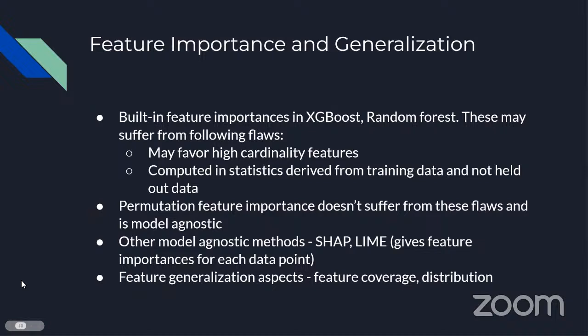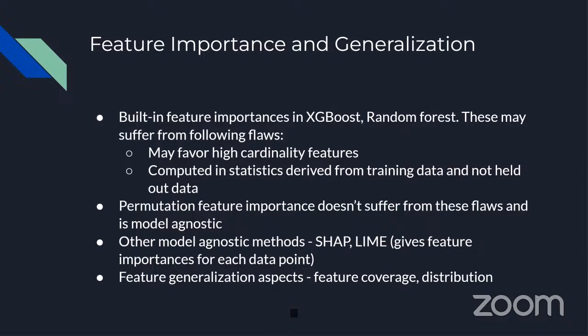So while you are engineering new features, you would want to know which feature is good and which is not, and that is where feature importance comes into play. You can find out feature importance from some of the built-in methods from libraries like XGBoost and Random Forest, which have their built-in feature importance methods. However, they have some flaws. For example, if you have a feature which has high cardinality, basically it has a lot of levels, it might favor those kinds of features in terms of importance.